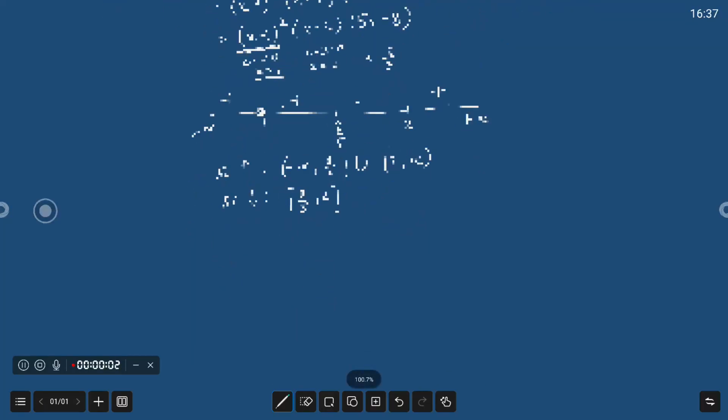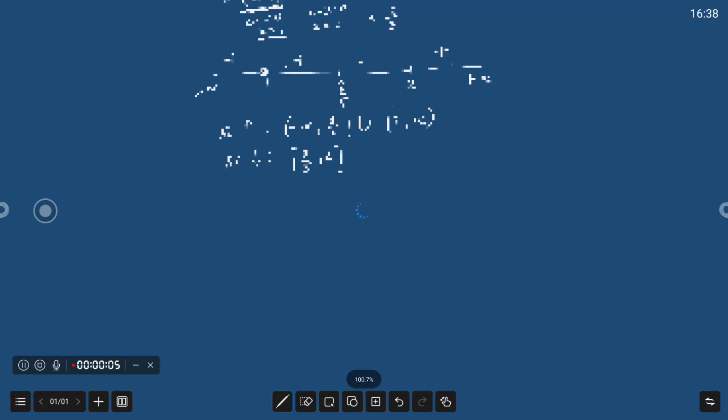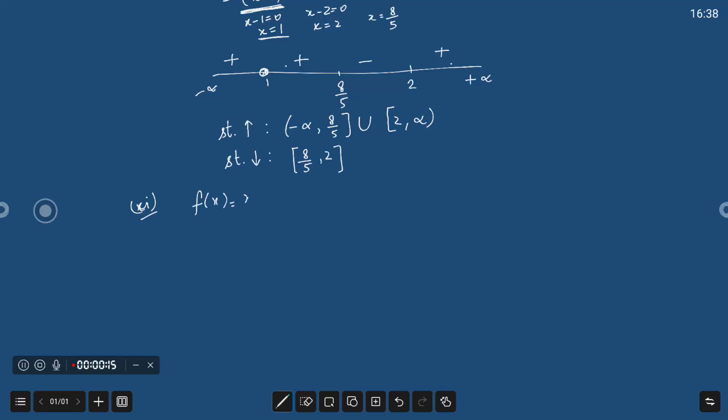So let's come to the next question, the last part of this question. The last question is the 11th part. What is the question? The question is f(x) = x^4/4 - 2x^3 + 11x^2/2 - 6x.